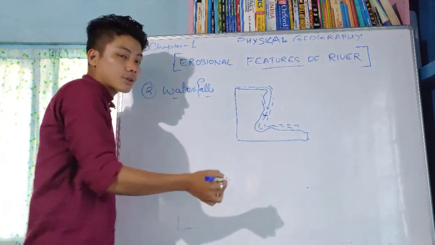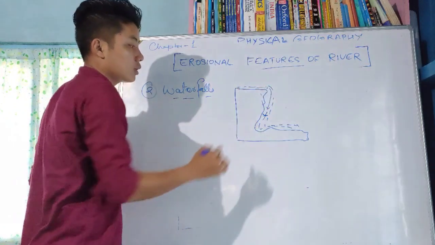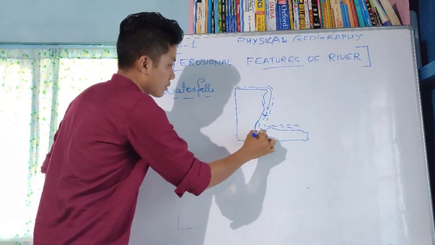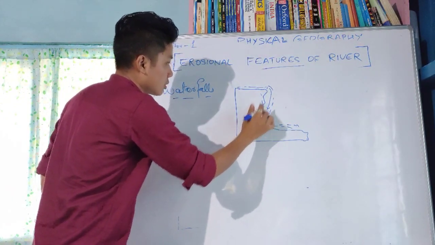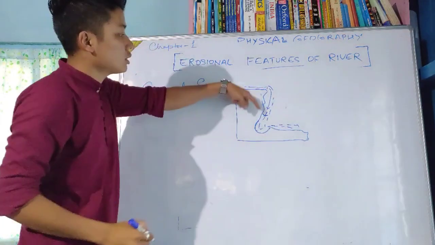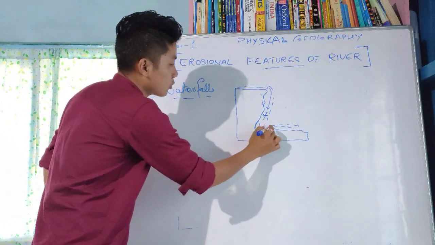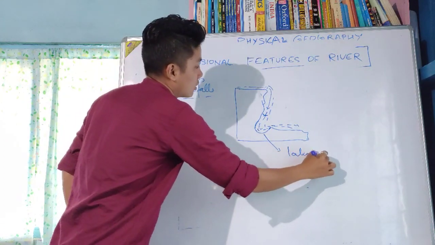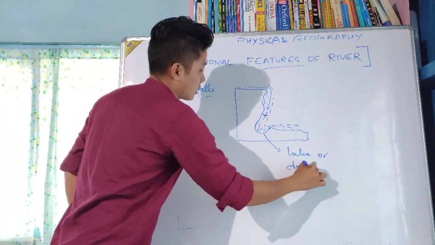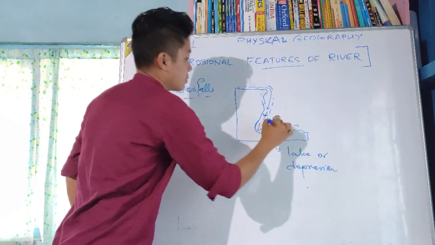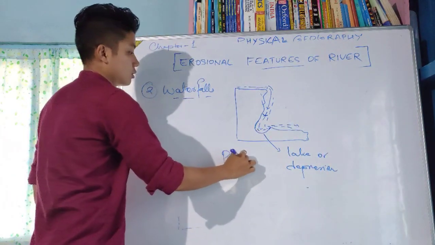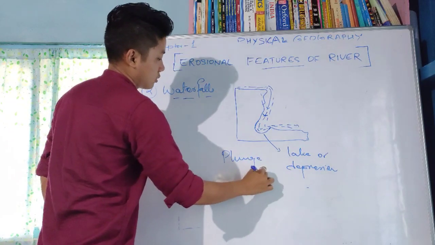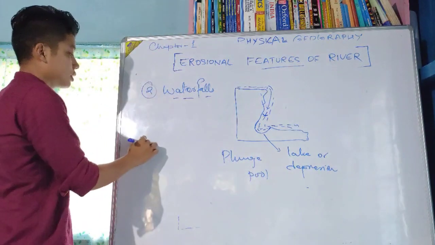Another kind of feature can be seen in waterfalls only. See, when this falling water hits the floor, it forms a lake or depression. So this particular depression is called a plunge pool.